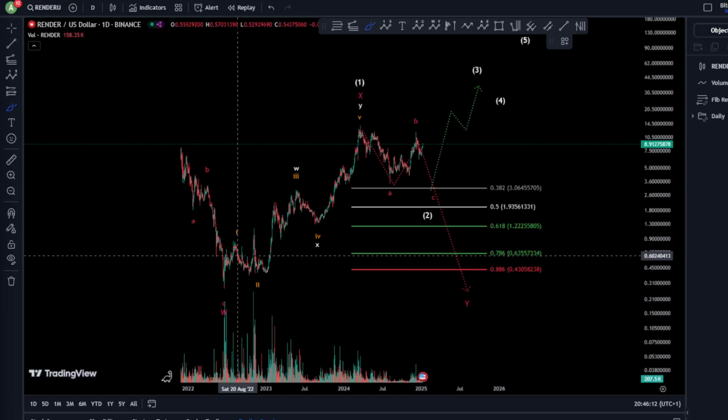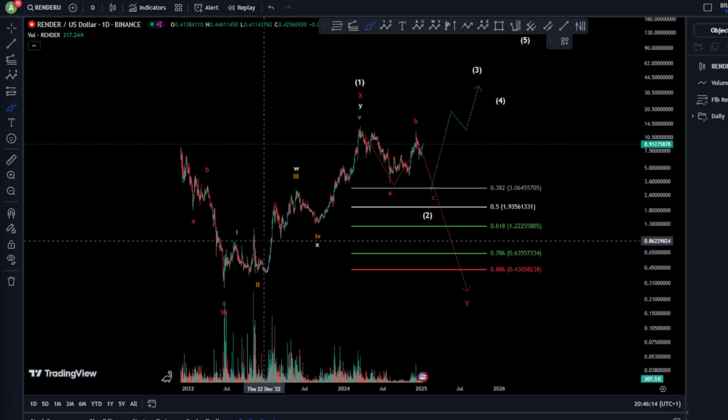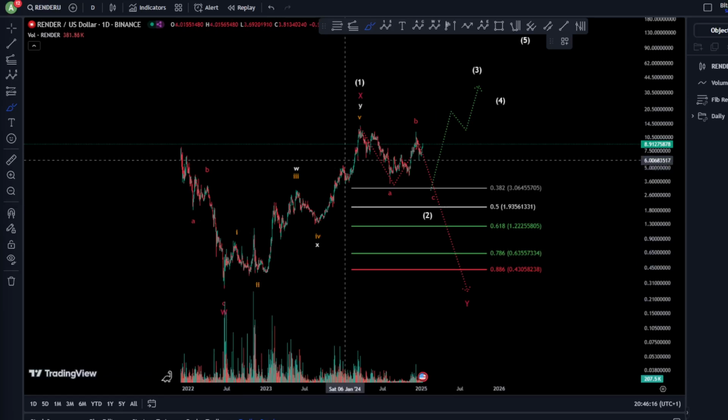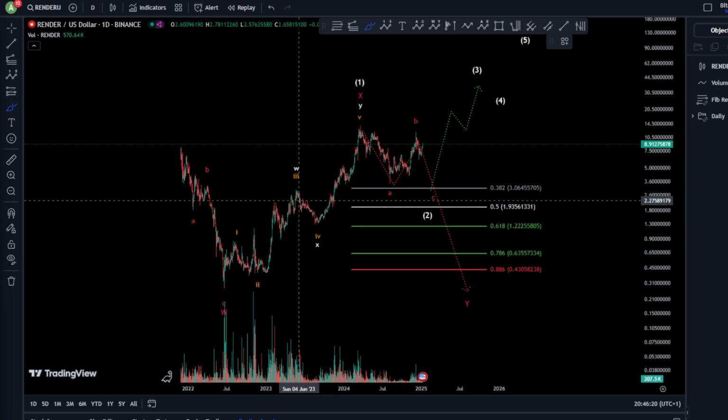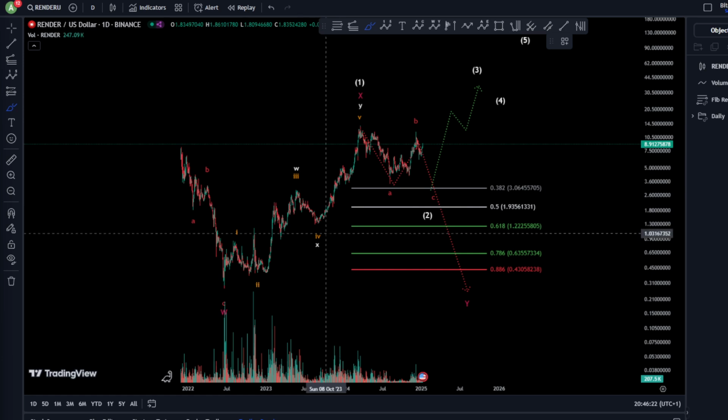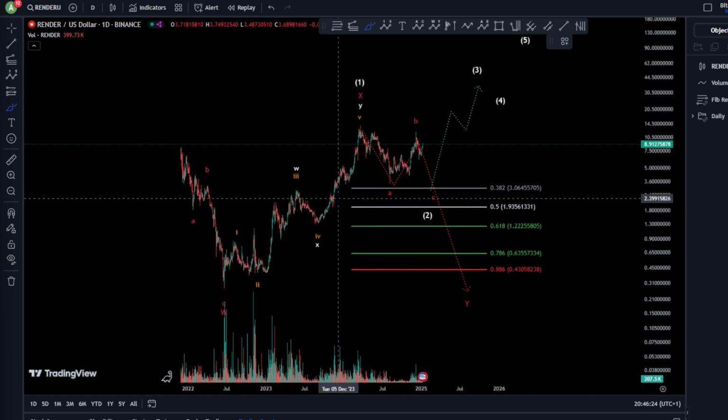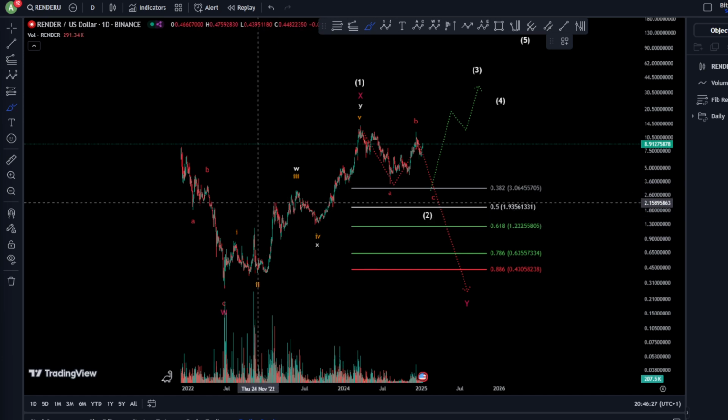Hello everyone, welcome to a new video for Render price prediction based on Elliott wave analysis. Starting at the daily chart here, we are looking at two possibilities. Of course, one is bullish, one is bearish. We're going to announce the possibility, of course, the highest possibility at the end of this video.